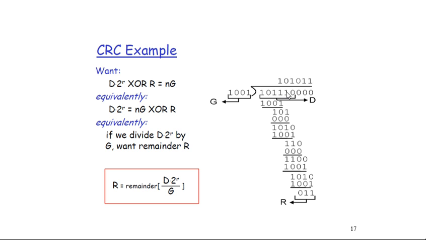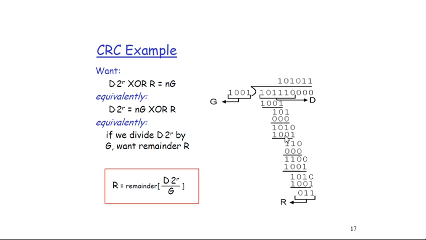Now what will happen is, the data was this. Because the divisor was 4-bit, you add 3 zeros over here. You append 3 zeros. If the divisor was 5-bit, you will append 4 zeros. If the divisor was 6-bit, you will append 5 zeros. So you add one less zero than the number of bits in the divisor.